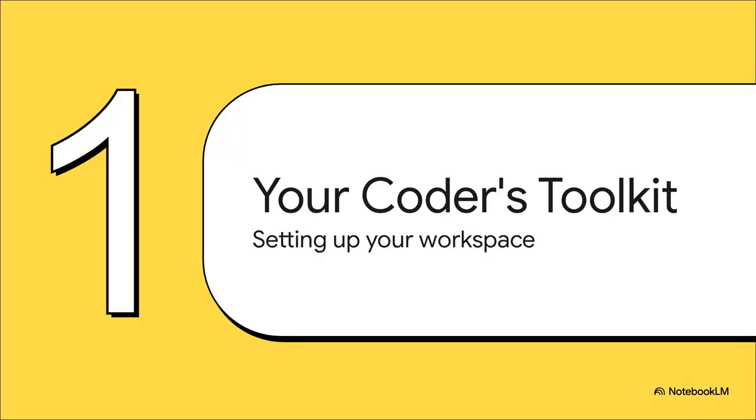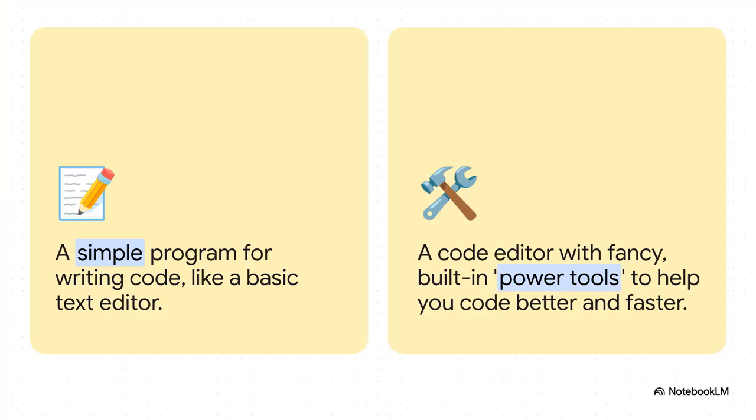All right, so before we can start building, we need to get our workshop set up. You wouldn't try to build a table without a saw and hammer, right? Same thing with coding. So let's talk about your Coder's Toolkit. So the most important tool you'll have is the place where you actually write your code. You've got two main choices. On one hand, you have a simple code editor. Think of it like a very basic notepad, but for code.